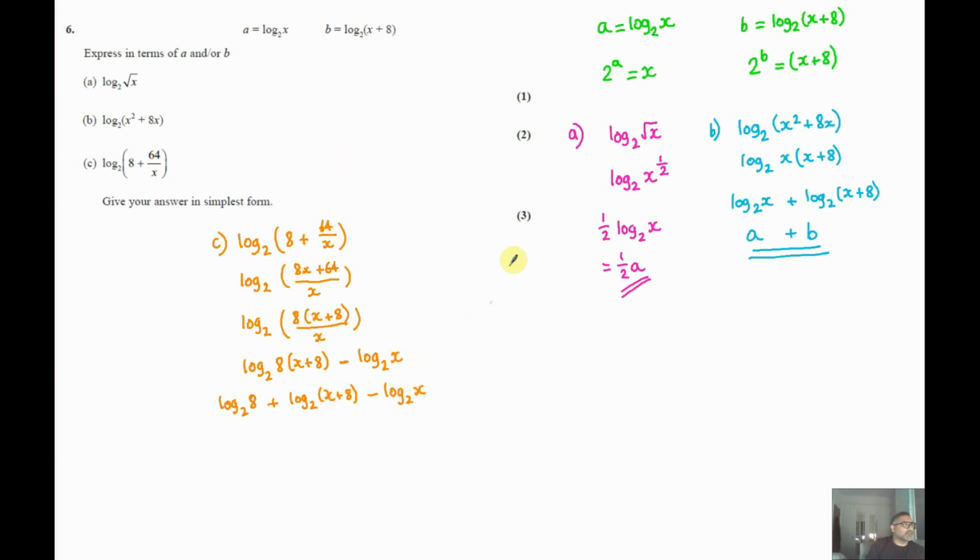And then in terms of a and b, log to base 2 of x we know is a. Log to base 2 of x plus 8 we know was b. And then we've got to think, what number do you raise 2 to give you 8? And that would be 3, because we know that 2 to the power of 3 is 8. So in essence, that has the value 3. So our final answer will be 3 plus b minus a.